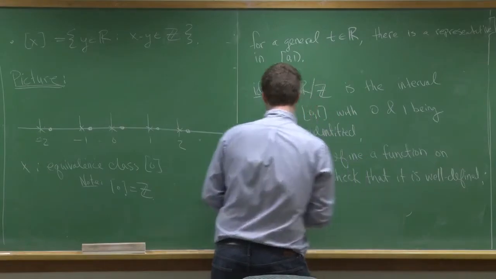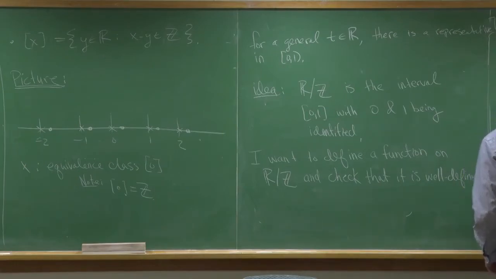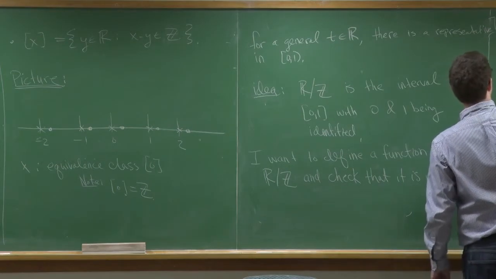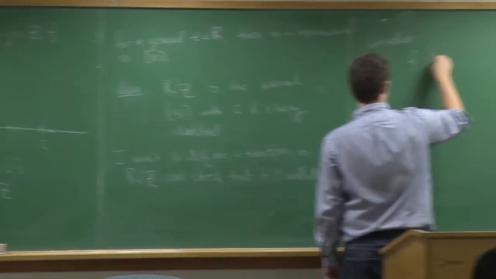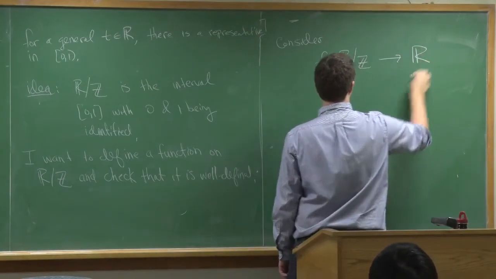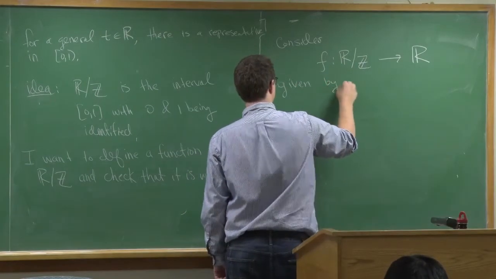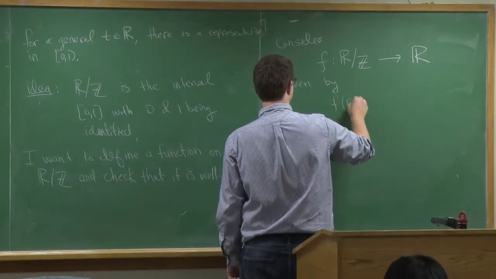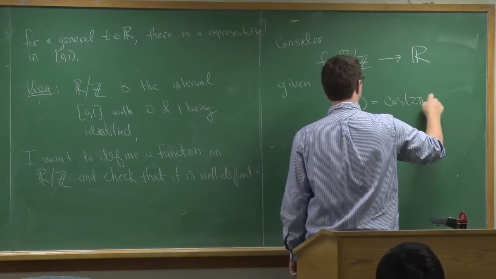Okay, so let's do this. So here's the... so consider the function f from this quotient to the real numbers given by, let's say, f of the class of some number t is equal to cosine of 2 pi t.